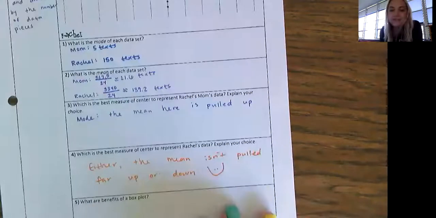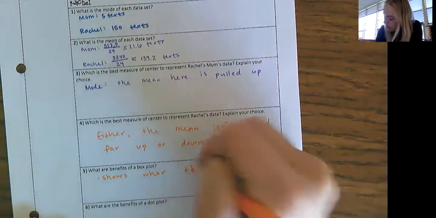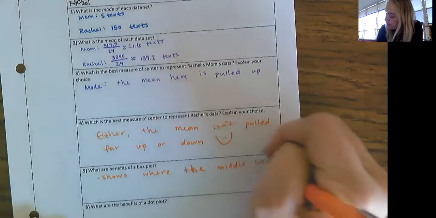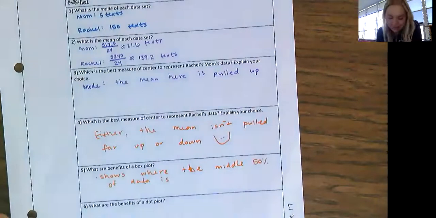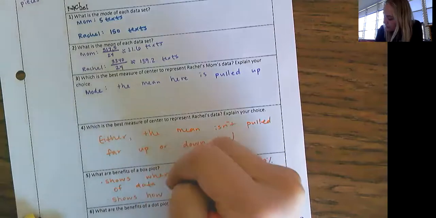Okay, so what are the benefits of a box plot? Well, one thing that a box plot does is it shows where the middle 50% of data is. And that's a really big thing. And another thing a box plot does is it shows how spread out the data is.